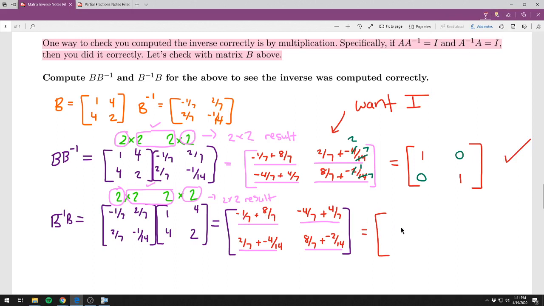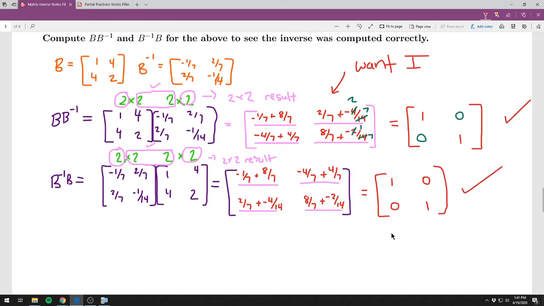-1/7 plus 8/7 is 1. This is definitely 0. 2/7 minus 4/14, this is the same thing as 2/7, so we get 0. And lastly, 8/7 minus 2/14. This is the same thing as 1/7. 8/7 minus 1/7 is 1. Okay, so they both work. You have to check both.